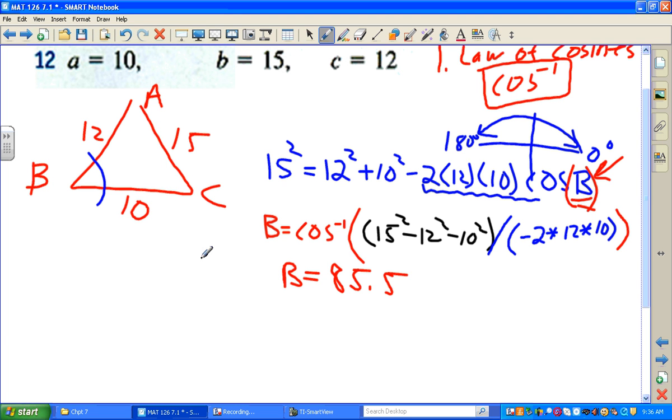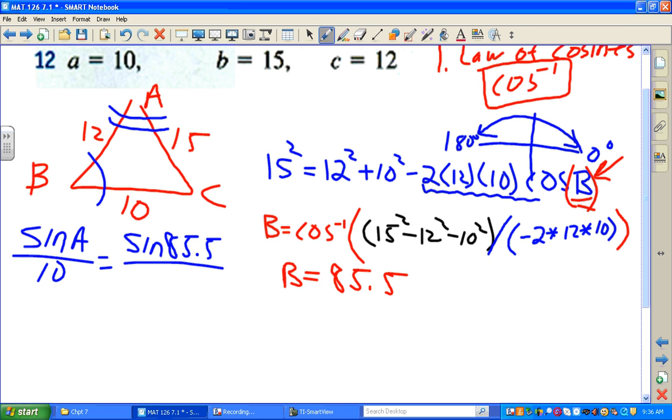If you're going to do the law of sines, there's an angle you're supposed to pick next to find. You can do C or you can do A. I would do A. It's opposite the small side. Now, you already know the biggest angle is 85.5, but in case you made a mistake, this will help you find it. So you have the sine of A over 10 equals the sine of 85.5 divided by 15, right?